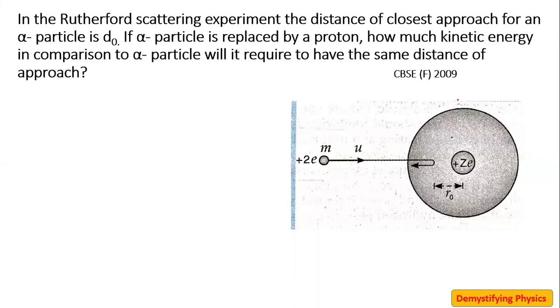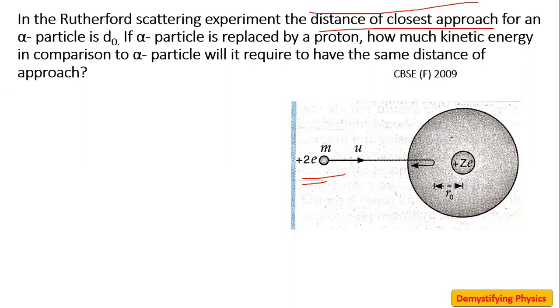Now, if you remember the Rutherford alpha scattering experiment, the alpha particle which is traveling towards the nucleus stops as it approaches the nucleus, at a certain distance r0. So yahan kya ho raha hai, entire kinetic energy, this entire kinetic energy is converted into potential energy. It stops and it turns back. This distance after which it turns back is called the distance of closest approach.